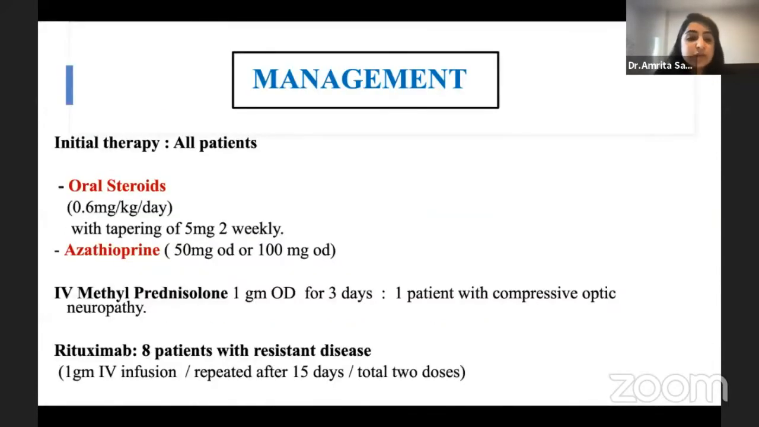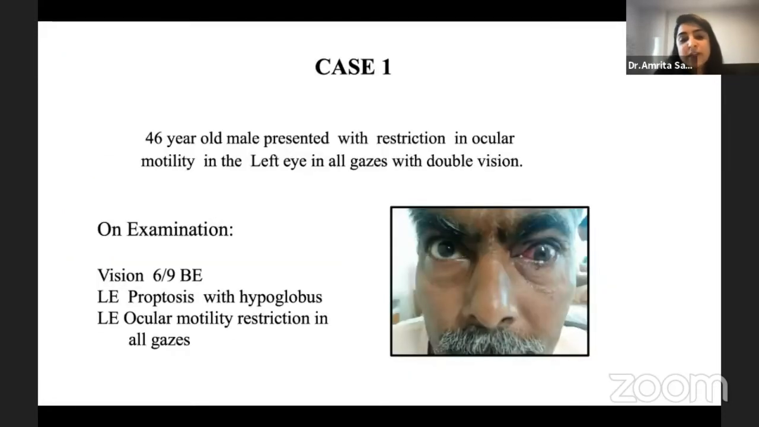All the patients were started on oral steroids and azathioprine. One patient had to be given IV methylprednisolone due to compressive optic neuropathy. 8 patients had to be given rituximab. So this is one of the examples.